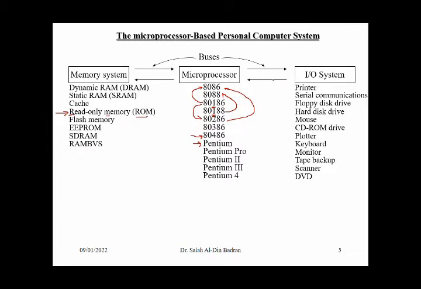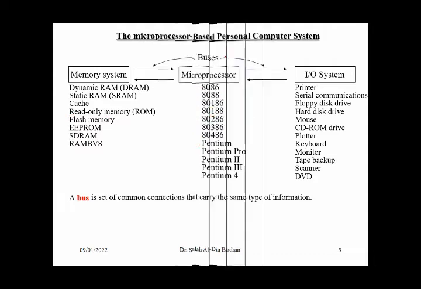These arrows that we see here represent wires, and we call these wires buses. What is a bus? A bus is a set of common connections that carry the same type of information.